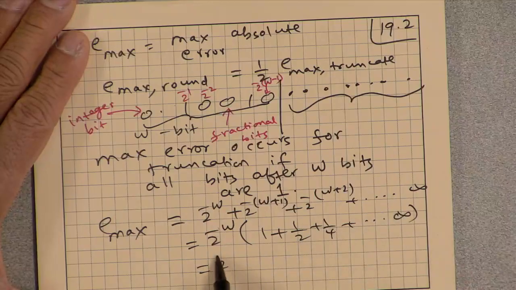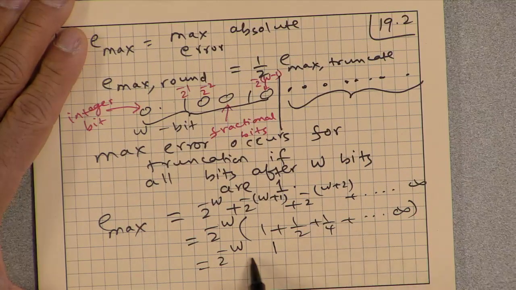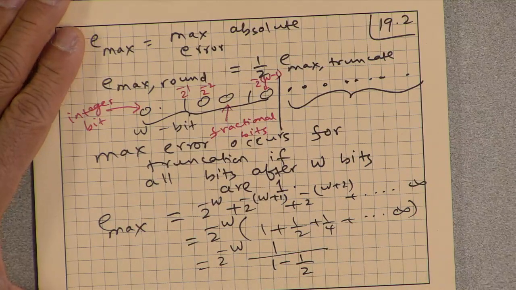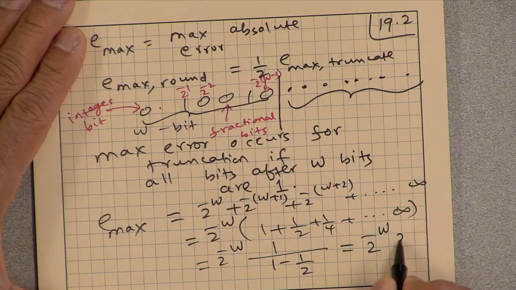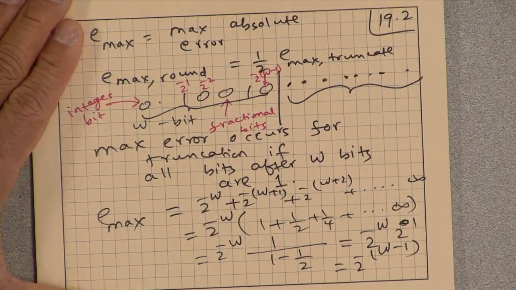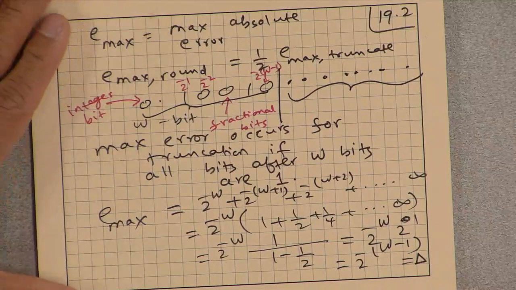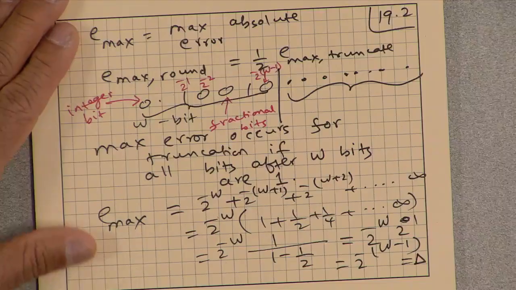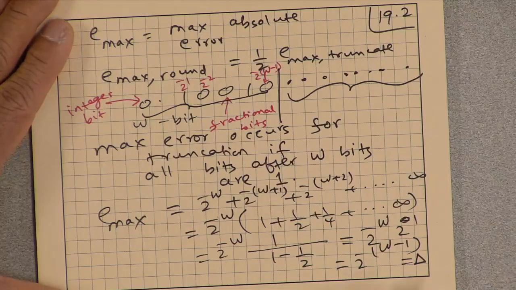And if you apply the formula A by 1 minus R, this is a geometric series. A is 1, R is half. 1 minus half is half, and 1 by half is 2. So that is going to be 2 times 2 to the power minus w minus 1. So that is going to be the maximum error, and we can call that quantity delta. That is the maximum error for truncation.